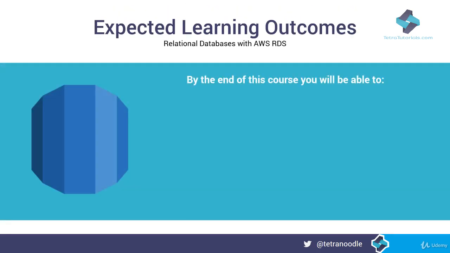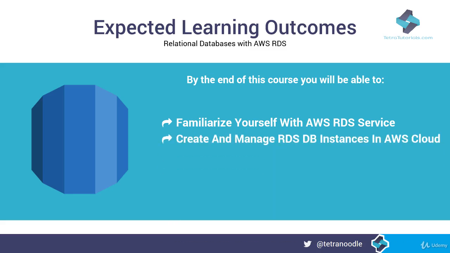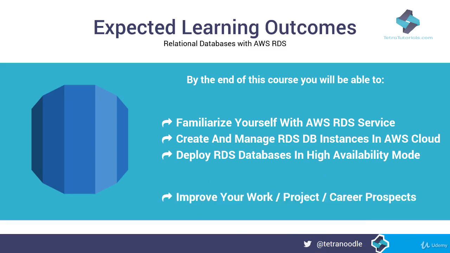Now, let's review what the learning outcomes that you can expect from this course are. You will familiarize yourself with AWS RDS service and will gain enough information to get started with it. Secondly, you will learn how to create, configure, and manage an RDS DB instance in a default network as well as VPC. You will also learn how to deploy RDS databases in a highly available configuration.